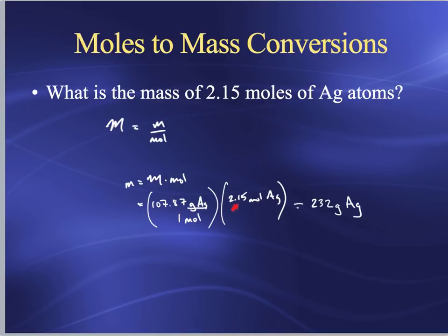107.87, and then times the number of moles, 2.15 moles, equals 232 grams of silver. Notice I am paying attention to significant figures along the way. This one has 5, this one has 3, my answer only has 3: 232.